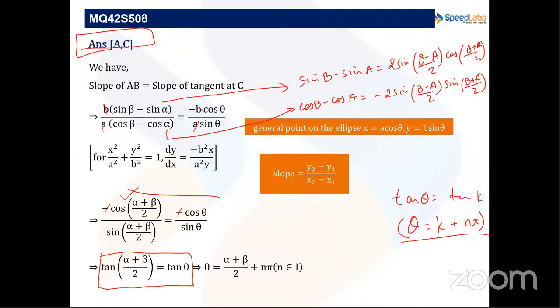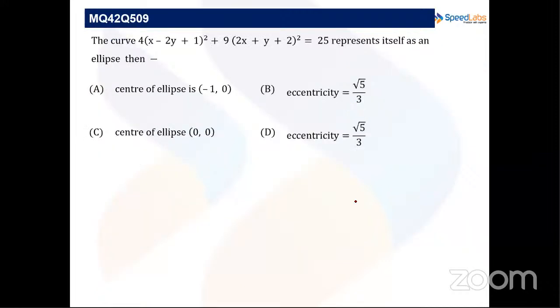Now moving to the next question, we are having the curve (4x minus 2y plus 1) whole square plus 9 into (2x plus y plus 2) whole square equals to 25, which represents an ellipse. Then we need to find the center of the ellipse and the eccentricity.